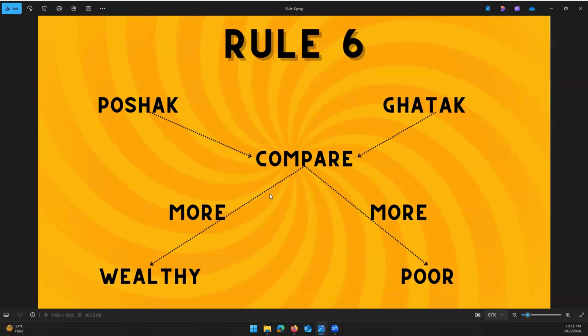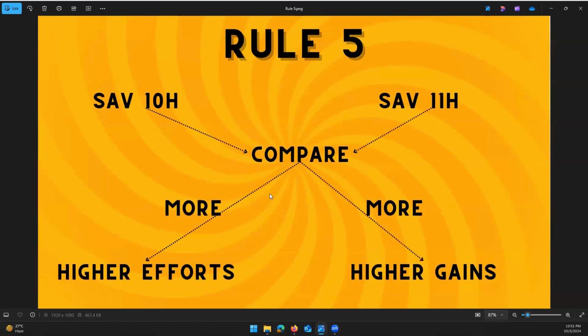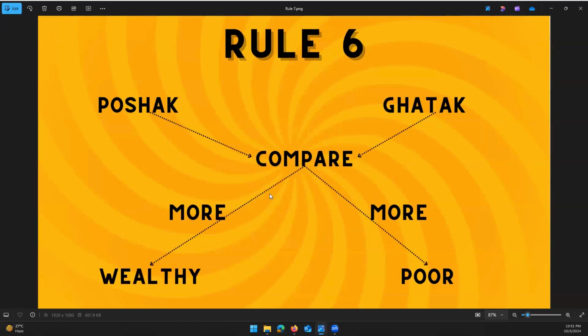Now, Poshak is your 3, 7, and 11, which means houses related to earnings. Right? And Ghatak is your 12th house of expenditure. So Poshak and Ghatak, income and expenditure. So if the income is more, the person will be wealthy. But if the Ghatak is more, then person will be poor. Simple rule.